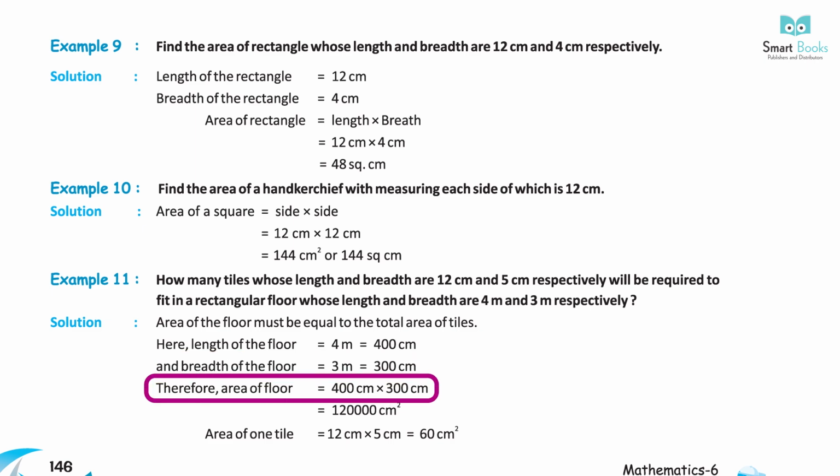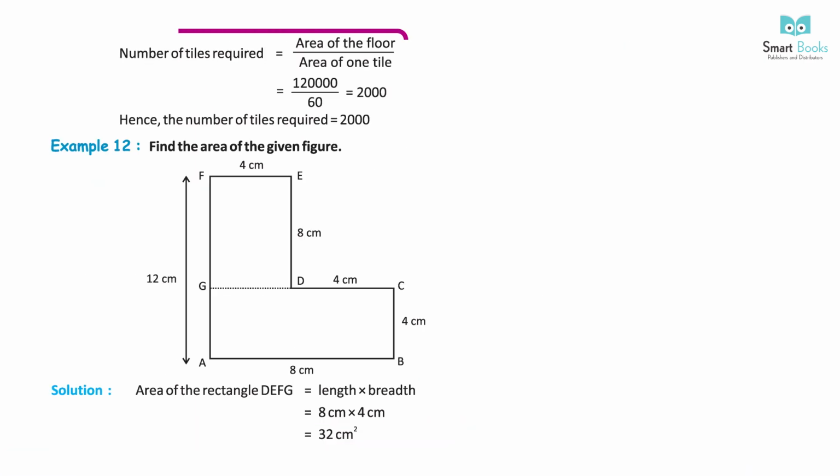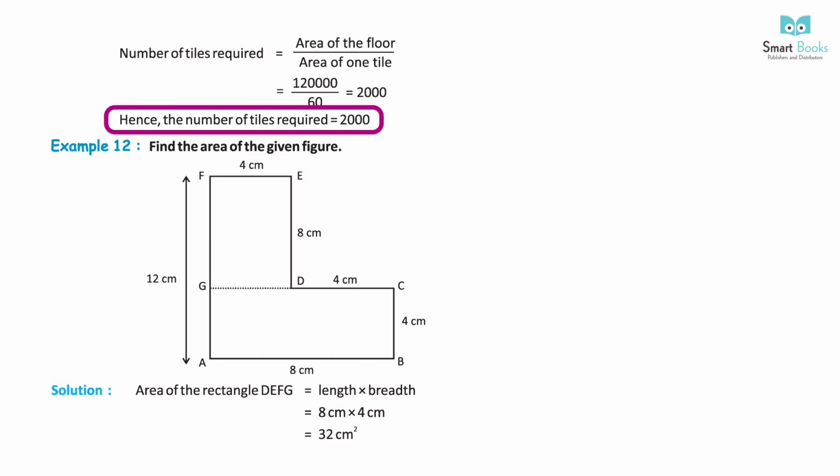Therefore, area of floor is equal to 400 centimeter into 300 centimeter, which is 12,000 centimeter square. Area of one tile is equal to 12 centimeter into 5 centimeter, which is 60 centimeter square. Number of tiles required is equal to area of the floor upon area of one tile, which is 1,20,000 upon 60, equal to 2,000. Hence, the number of tiles required is equal to 2,000.